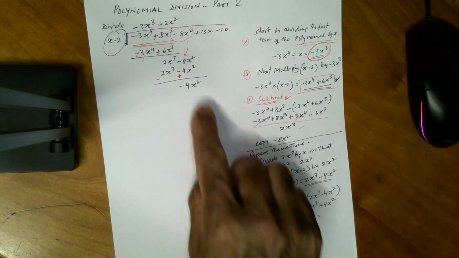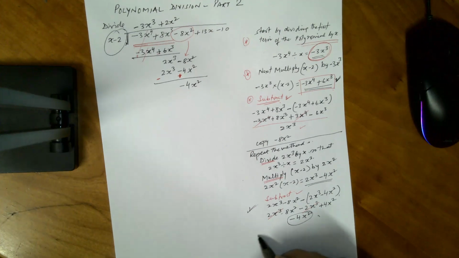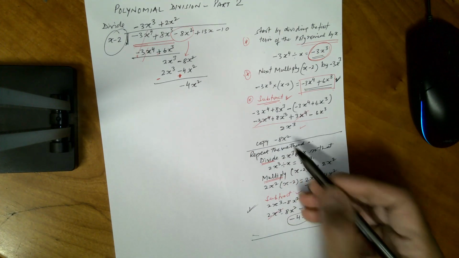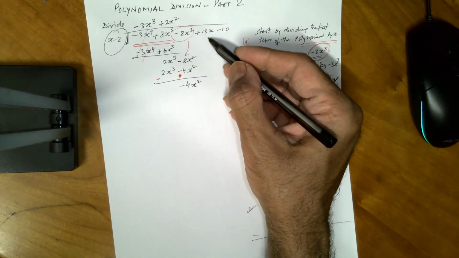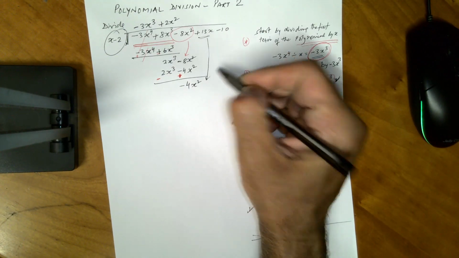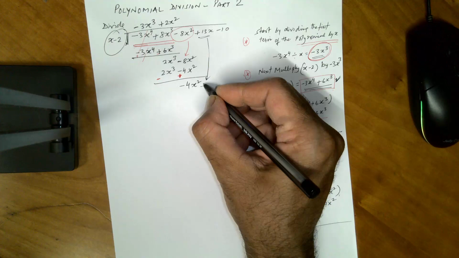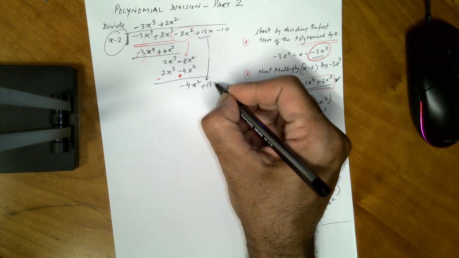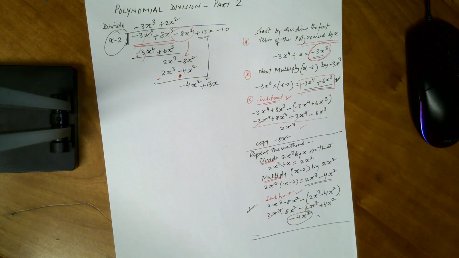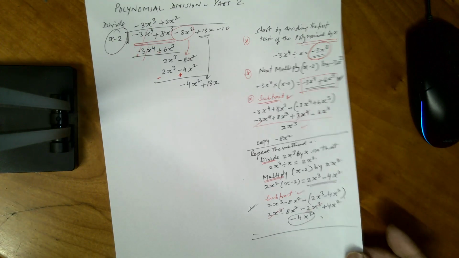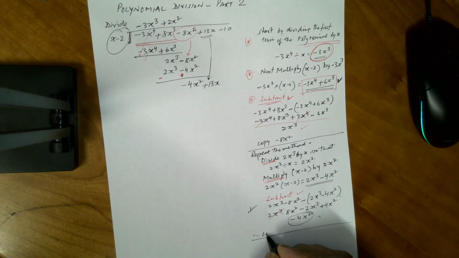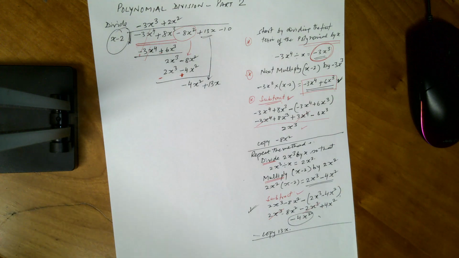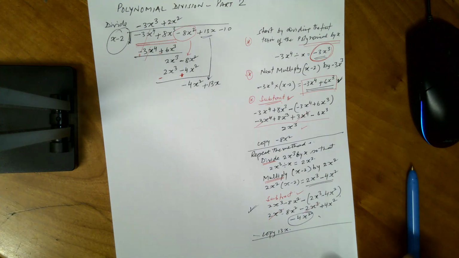Okay, so now, as you know, again, copy. What's that next one? Copy. So this time you'll copy 13x here. So you will get plus 13x. So I can write here, copy 13x. So again, repeat the process.